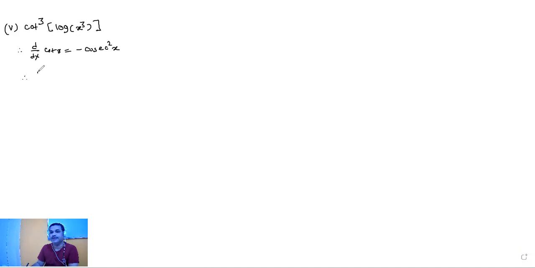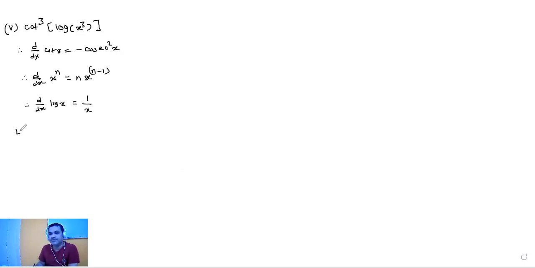Then we'll say that d by dx of x raised to n is equal to n into x raised to n minus 1. And last but not the least, that is d by dx of log of x is equal to always 1 by x. So always 1 by x. So now let us see.